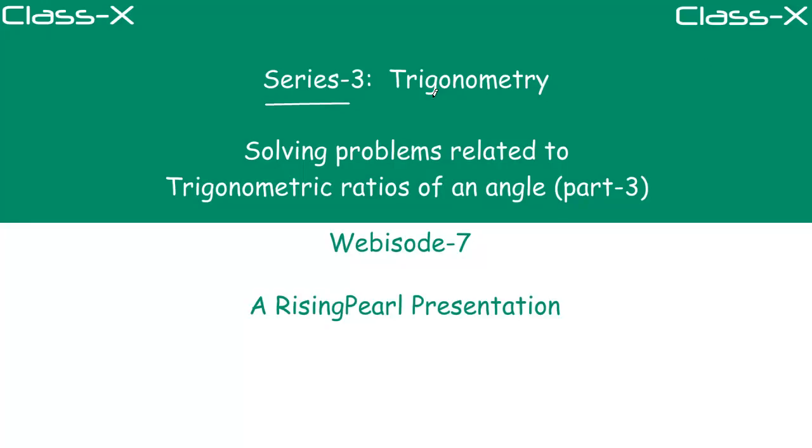Today we are talking about series 3 where we are learning about trigonometry. This is webisode 7 and today's topic, friends, is solving problems related to trigonometric ratios of an angle. This is part 3. Part 1 and part 2 were webisode 5 and 6 respectively. So we are going to continue to find out what kind of questions we may be getting on this topic and how we solve them.